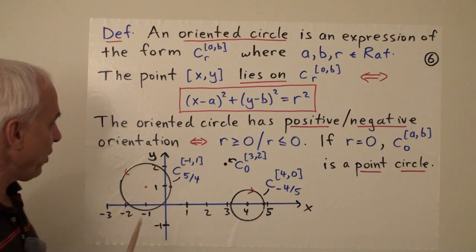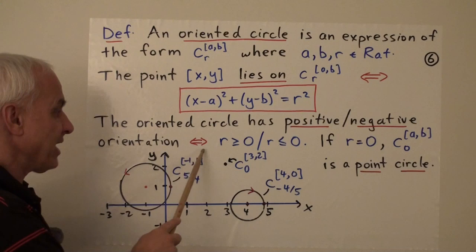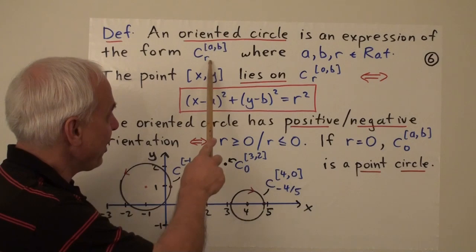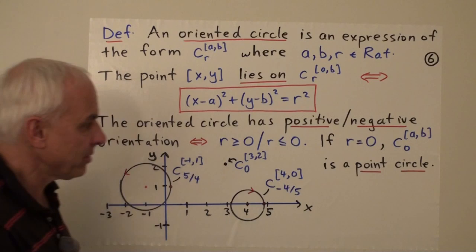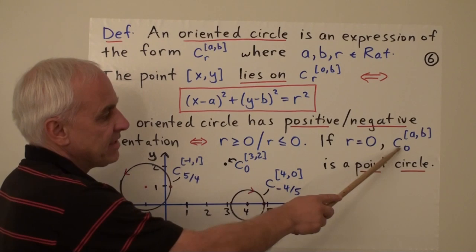So we're going to say that the oriented circle has positive or negative orientation precisely when r is positive or negative. If this number r is positive, it's a positively oriented circle, and if it's negative, then it's a negatively oriented circle. In the case that's in between, if r equals 0, which I like to think of as being both positive and negative, then we'll say that c^(a,b)_0 is a point circle.